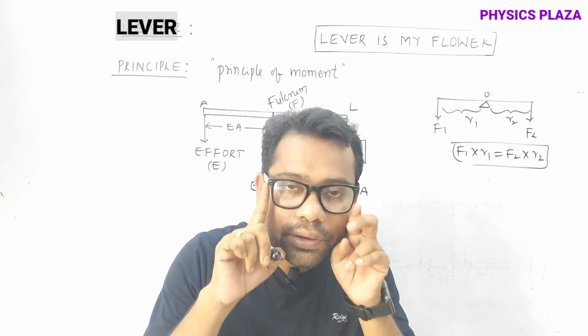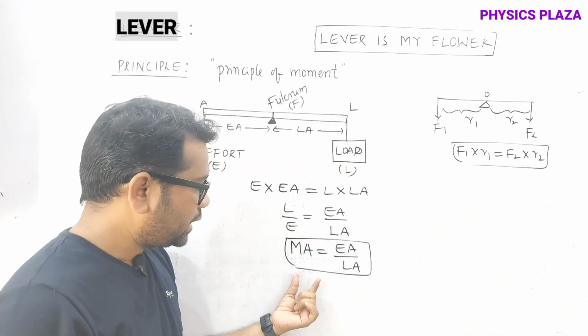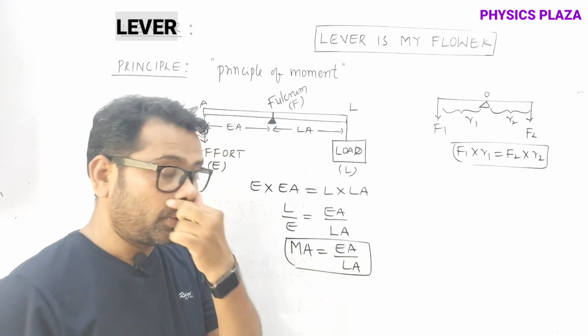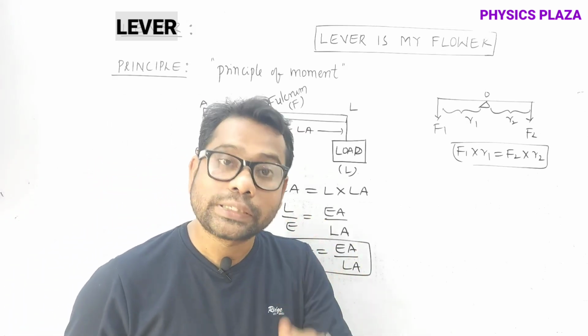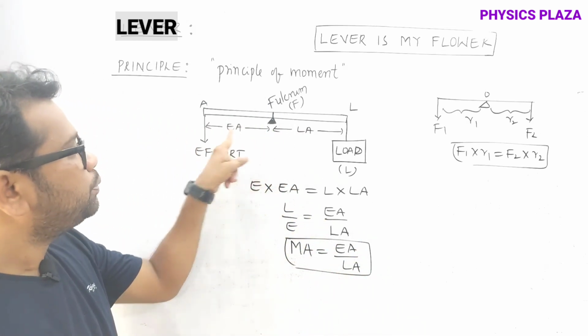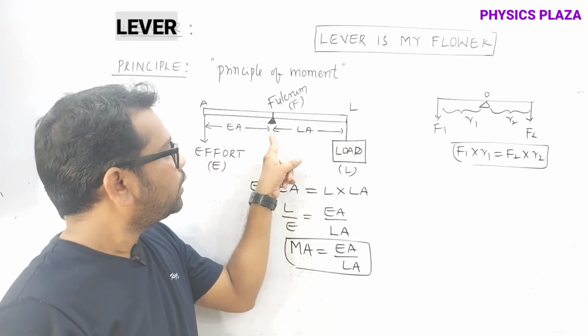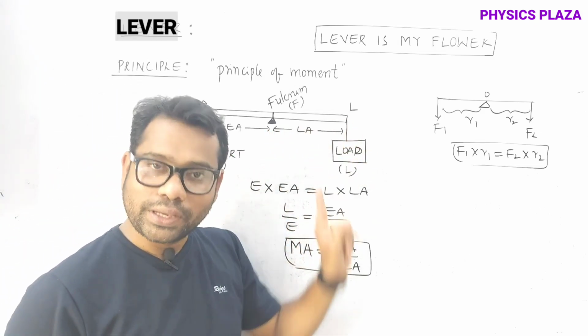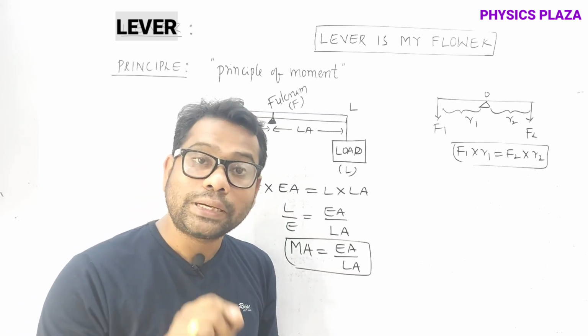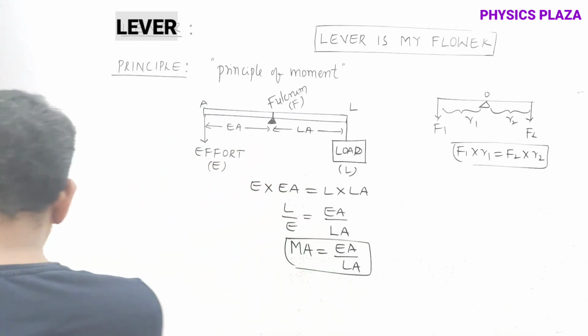So what is the mechanical advantage of the lever formula, children? Mechanical advantage is equal to effort arm by load arm. What is the effort arm, children? The distance between the fulcrum and the point of application of effort. What is the load arm? The distance between the fulcrum and the point of application of load. Is that clear? Fine. Now we discuss the types of levers.